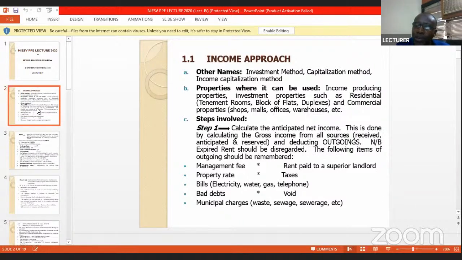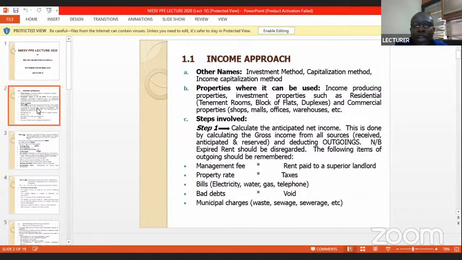I must point out also, if possible, you should write this down because it's very important. Number one, I have said that valuation must be done with net income. That is gross income minus outgoings. Number two, valuation must be done with income for 1 year. It must be done with income for 1 year.